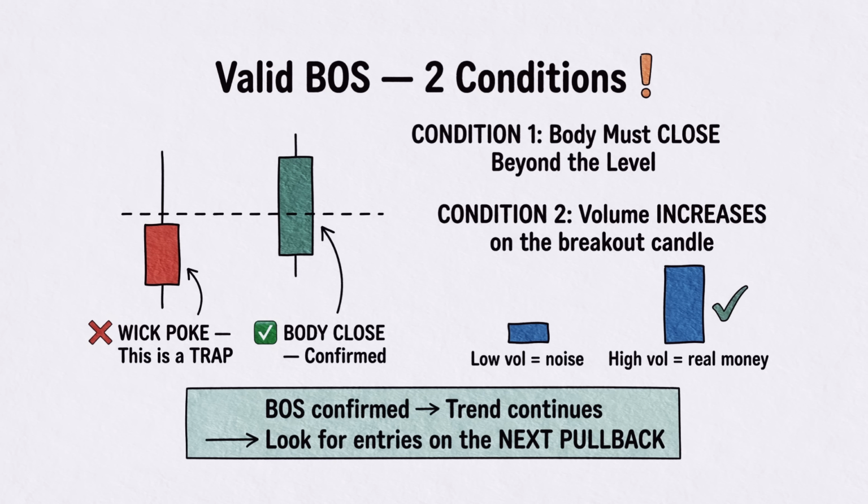But here's the key. There are 2 conditions for a valid BOS. First, the candle body must close beyond the level, not just a wick poking through. A wick that pokes through and pulls back is not a BOS. That's a trap. Only when the body closes on the other side is the territory actually confirmed. Second, volume should increase on the breakout candle. That tells you real money is participating, not just noise. BOS means the trend continues. Your action: look for entries with the trend on the next pullback.